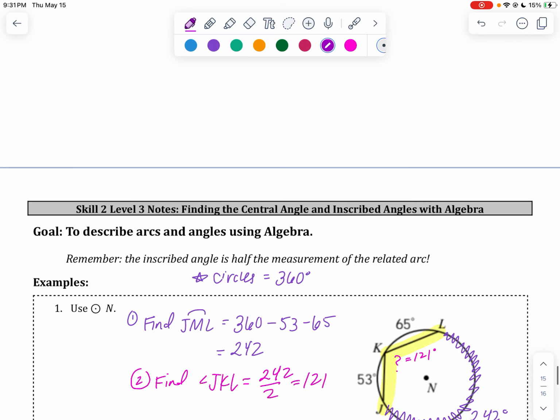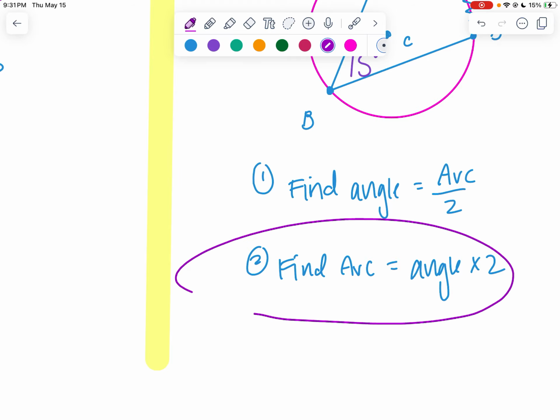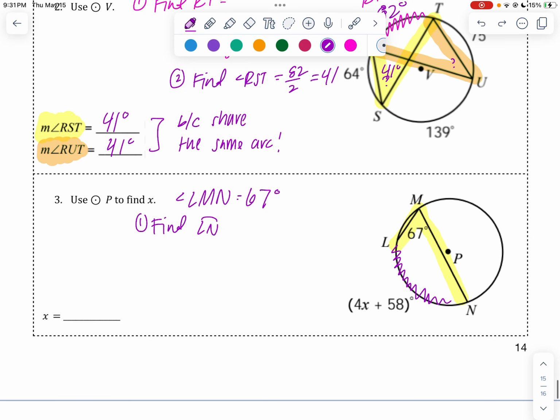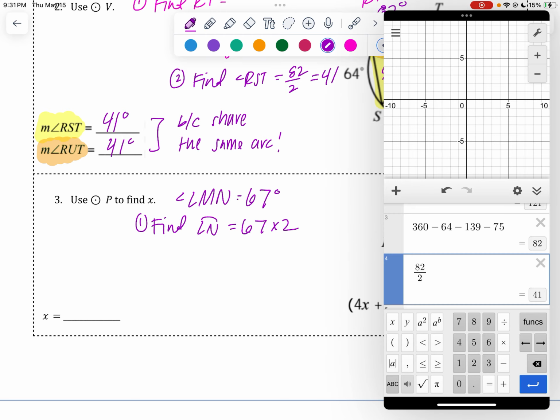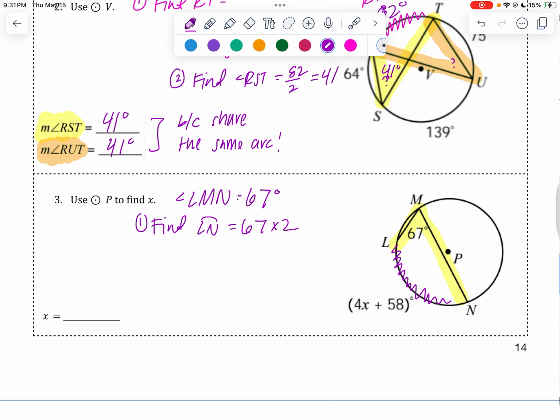And if we are finding the arc measurement, I have to take my angle and multiply it by 2. So I'm going to go back and look at my angle. It looks like we have 67. I'm going to multiply that guy by 2. So on my calculator, I'm going to type in 67 times 2. And that gives me a value of 134. That means my arc is equal to 134.